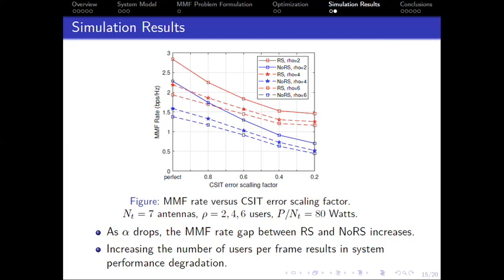Additionally, all the users within a beam share the same precoding vector. The beam rate is determined by the user with the lowest SINR. Considering 2, 4, 6 users per beam, it's clear that increasing the number of users results in system performance degradation in both RS and non-RS.